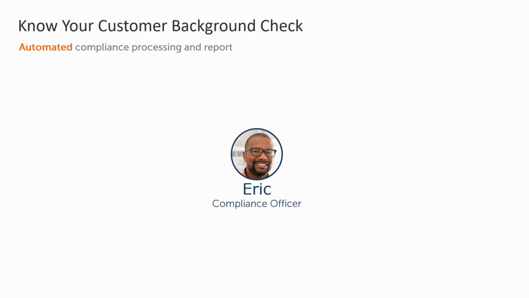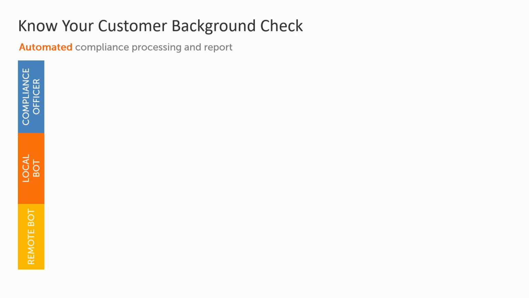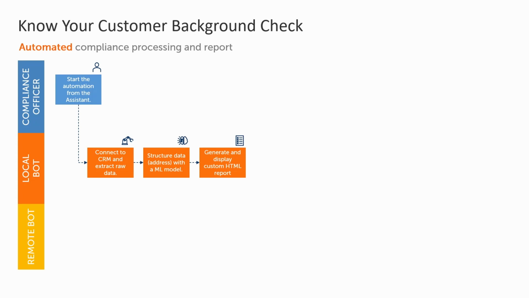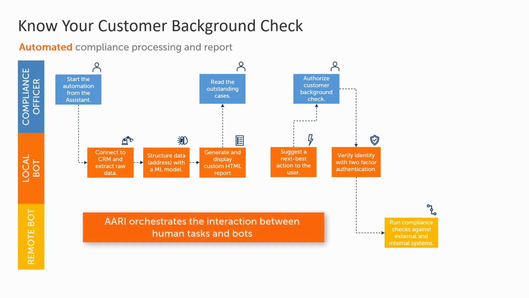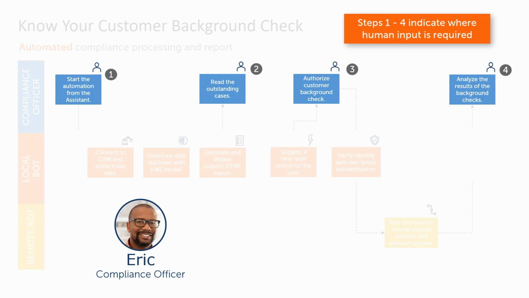Eric, a compliance officer, wants to run a KYC background check on a new customer. He makes use of AARI Assistant to accelerate his business outcome. This is the process. Eric starts the automation from the assistant, which orchestrates a series of automations and guidance, including a suggested next best action to accelerate the retrieval of the background check. Eric is involved at each of these 4 steps of the process.